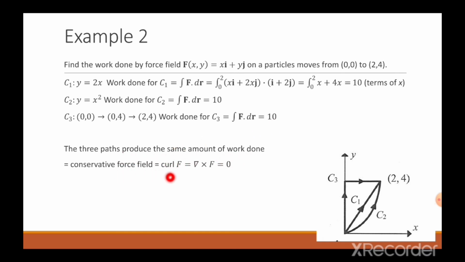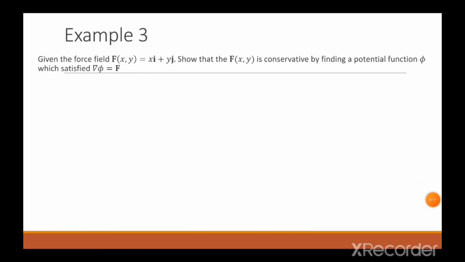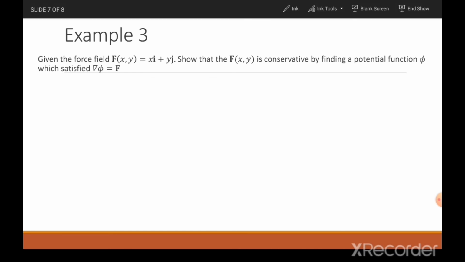So conservative force field is equal also for the curl F. Okay, so how to find the curl F? Curl F is this is the formula, must be equal to 0. Okay, so this sample I show you how to use the curl F. Okay, given the force field xi plus yj, show that it's conservative by finding the potential function we specified. Okay, curl F. So curl F, so this method is the either way. Okay, is equal to this is the formula.